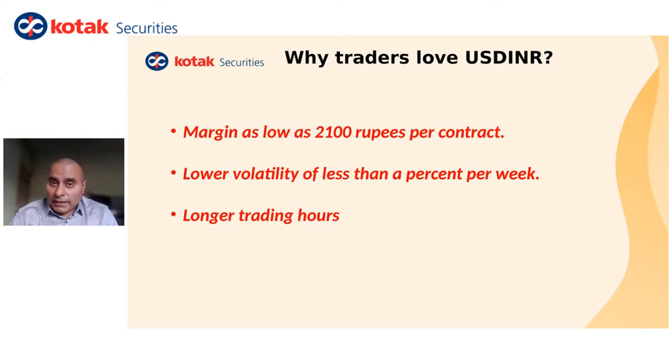And the central bank governor has always said this officially in all forums, that we target volatility, which means in a way you can conclude the central bank is a volatility seller. As a natural seller of volatility is not there in the equity market. And that is another reason why the option sellers and traders love the USDINR market.